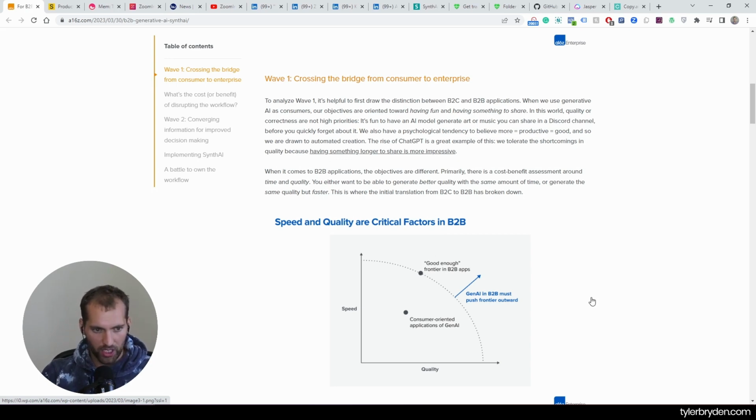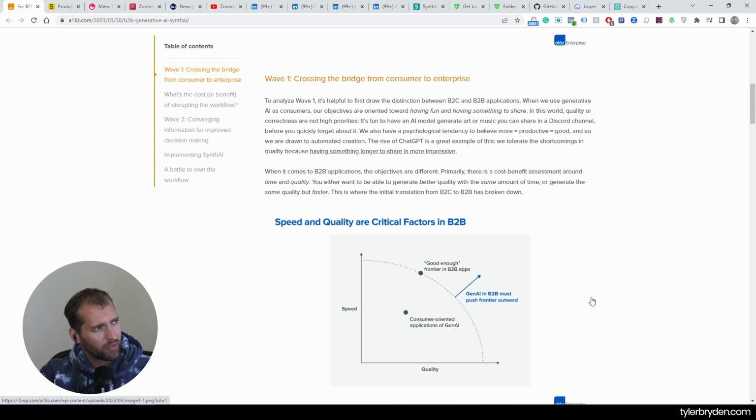And so this is where the initial translation from B2C to B2B has broken down. I would say that people in businesses, in B2B applications, we value our time. And I actually think we look at this much more practically than maybe outlined here, which is: I'm using this to save a significant amount of time or generate the same quality, or faster. And maybe there's a little bit of a difference for me as a founder of a company and operating a business in that sense.